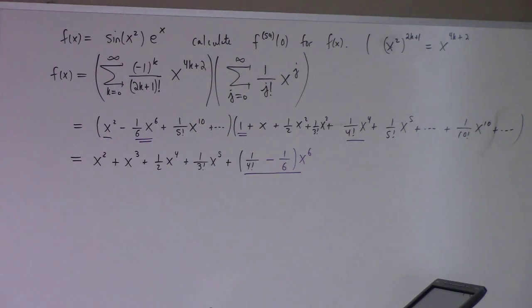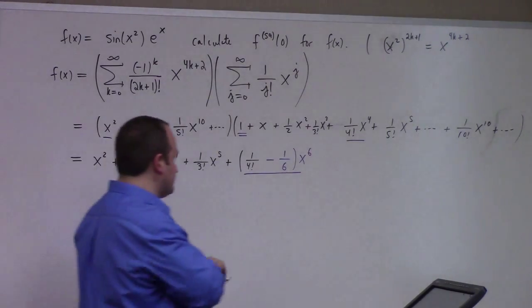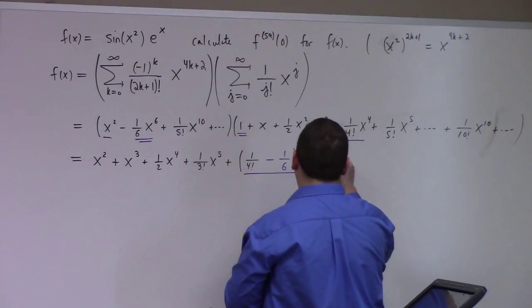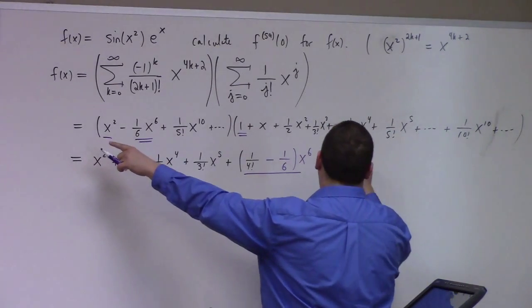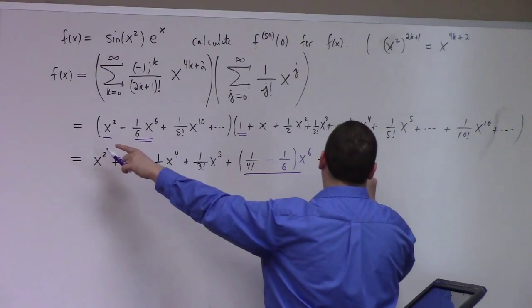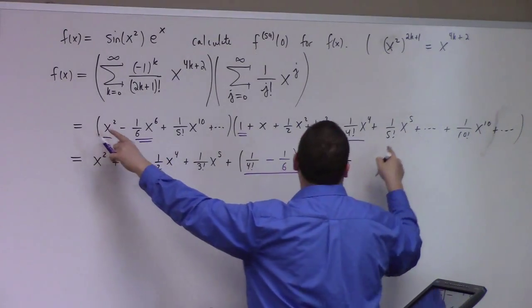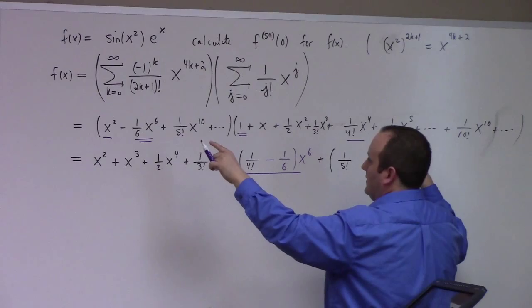You really already know how to do this. You just have to have the courage to do it, right? We're just multiplying like we usually do. What's the next thing? 7th order, I get 1/5 factorial from the x squared times that. And what else do I get?